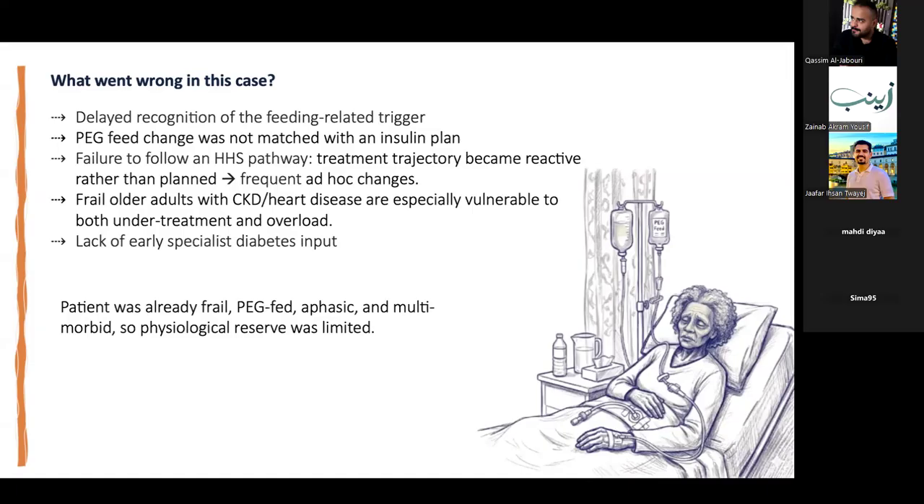And what happened with her was ad hoc management according to the numbers that were coming up rather than following a structured management approach. She is an old, frail patient with multi-organ failure, so there is low chance that she will survive this condition. And there was also lack of early specialist input, which has led to a prolonged HHS state that is deemed to be irreversible.